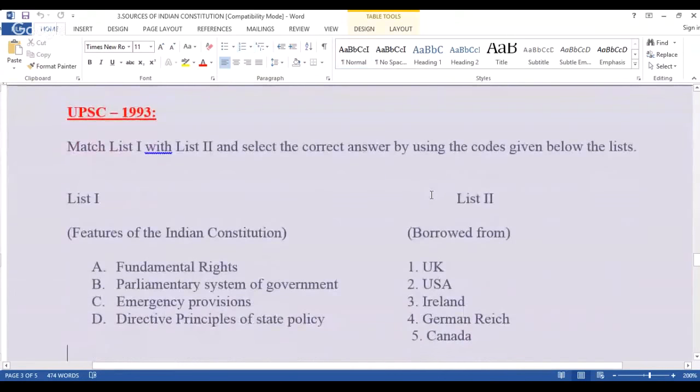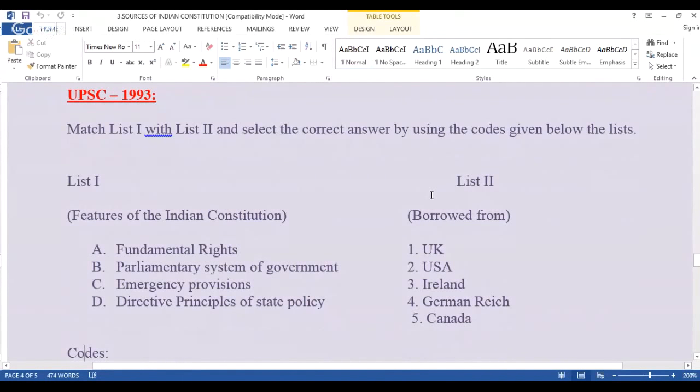Next. Look at this. Match the list. So you got two lists here. One is the list one and second one is the list two. In list one, you can see features of the Indian Constitution. And in list two, you can see borrowed from. Where did you borrow from? Clear? Very, very important. You can have a look at this. On left side, you can see fundamental rights, parliamentary system of government, emergency provisions, DPSP. On the right side, you can see the names of the countries, and you need to match this.